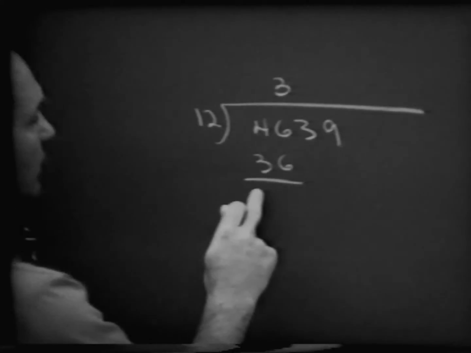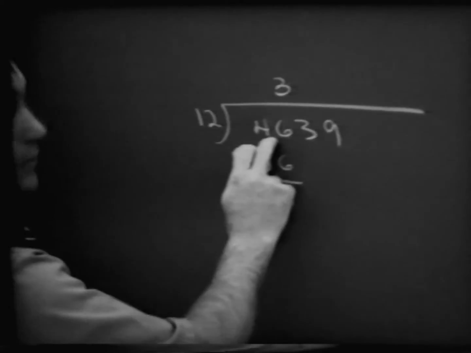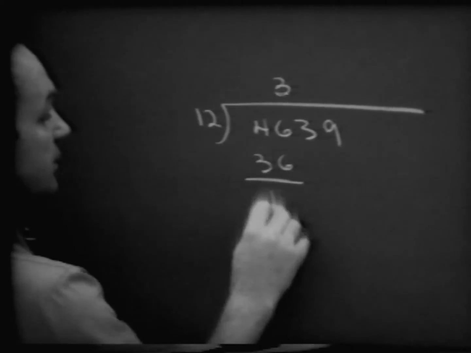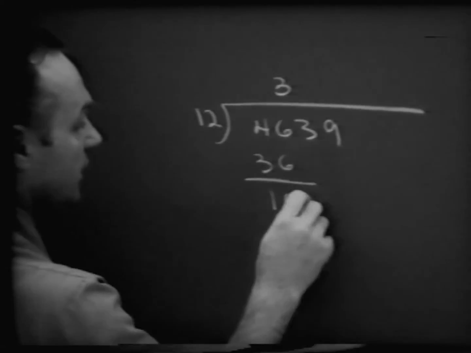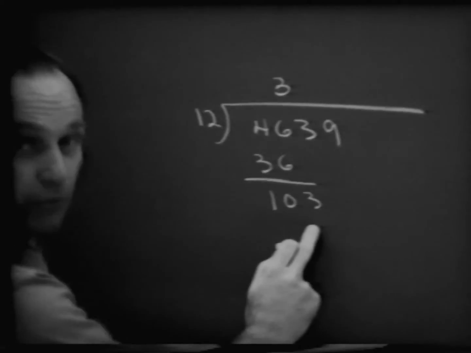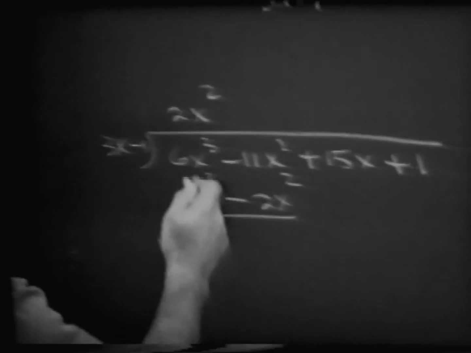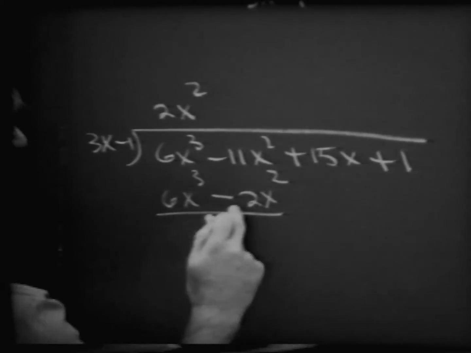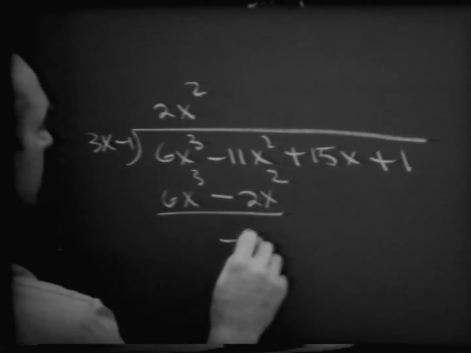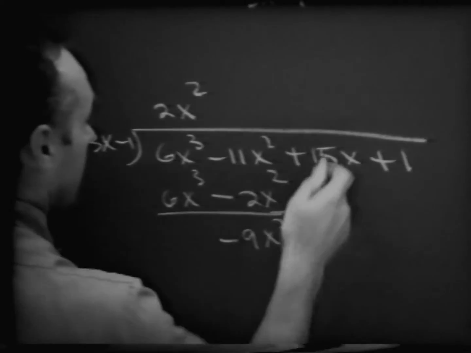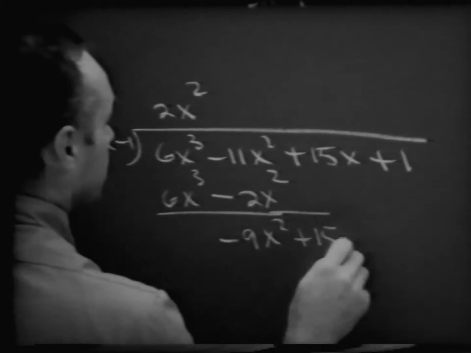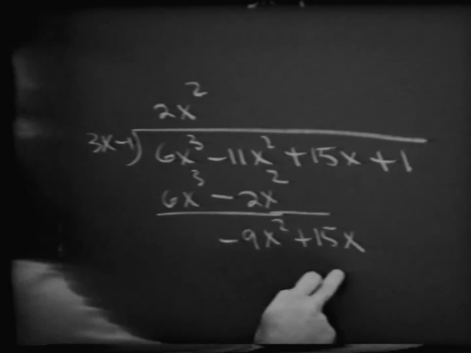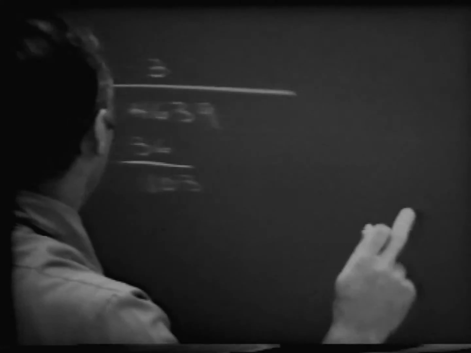Let's then come back here to our numerical case. When we take the difference, 36 from 46 is 10. And then we would like to bring down our next term, in this case the number 3. Let's proceed in exactly the same way here. When we take the difference, we have 0. And then when we take the difference, we have a negative 9x squared. And then we'll bring down our next term here of 15x. Now let's do the analogous case over here.